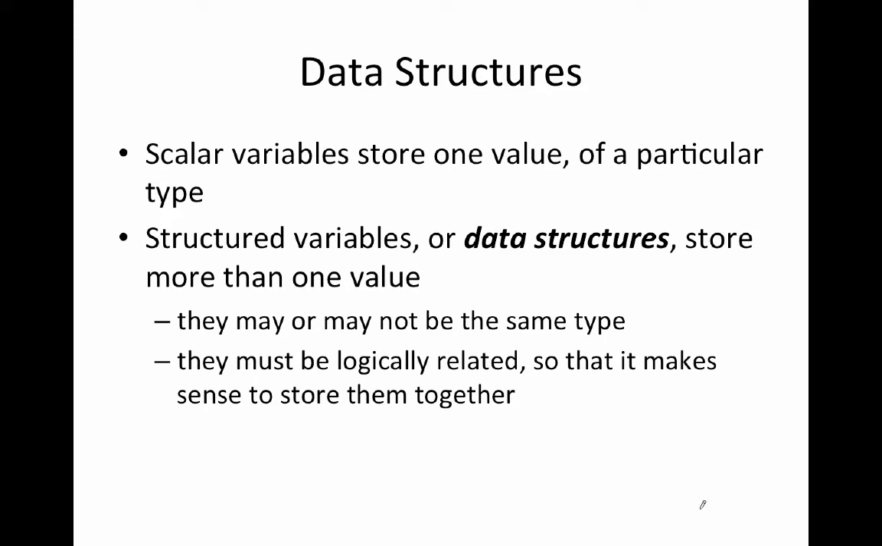Scalar variables store one value of a particular type. Structured variables, also called data structures, store more than one value. They may or may not be the same type, but they need to be logically related so that it makes sense to store all of the values together.